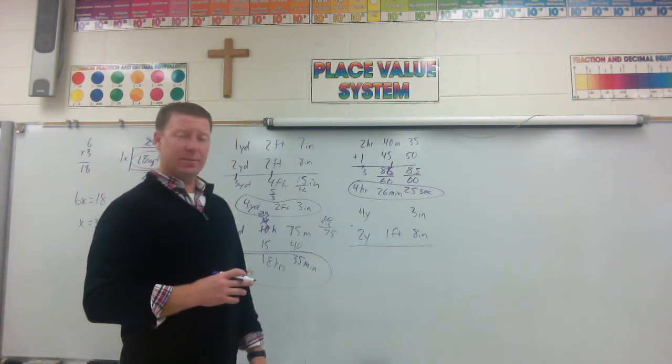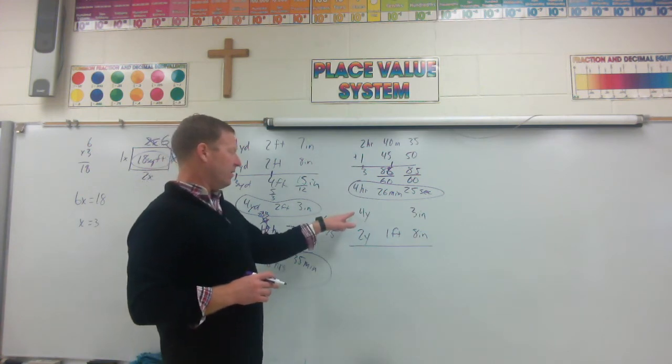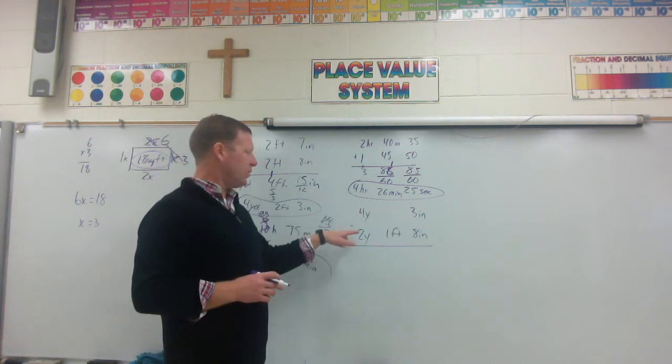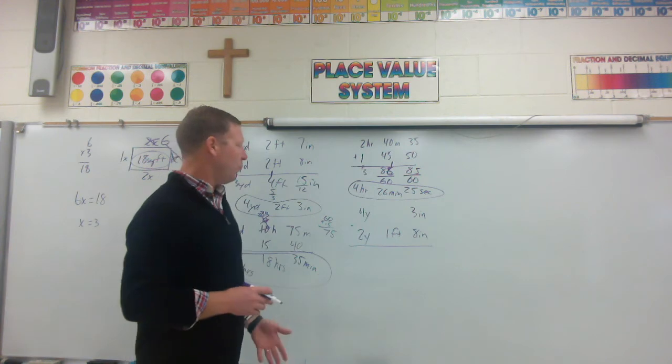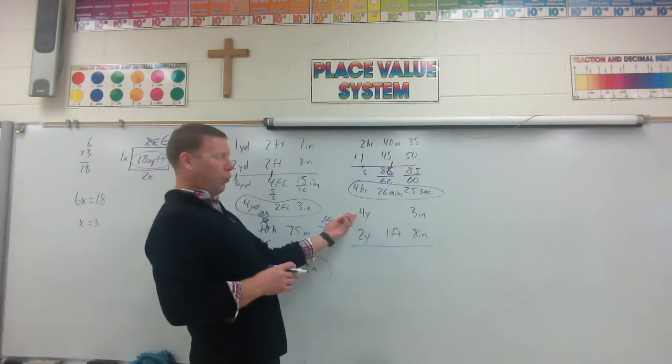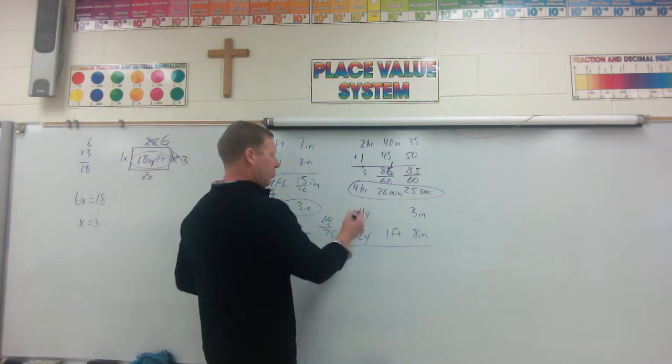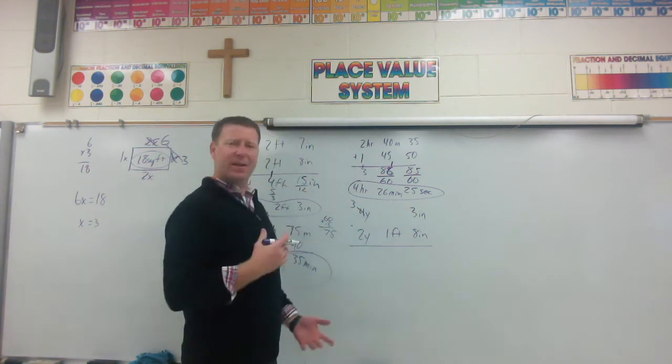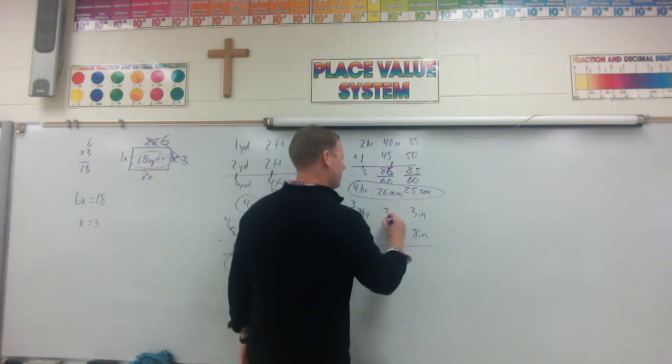Okay, last one's back to mixed measures, and you can see what they did. We did 4 yards and 3 inches minus 2 yards, 1 foot, 8 inches. So step 1, I need to borrow, but I got to go all the way back to this one, guys. So I cross out the 4, make it a 3. How many feet in a yard? 3 feet. So now I have 3 feet.